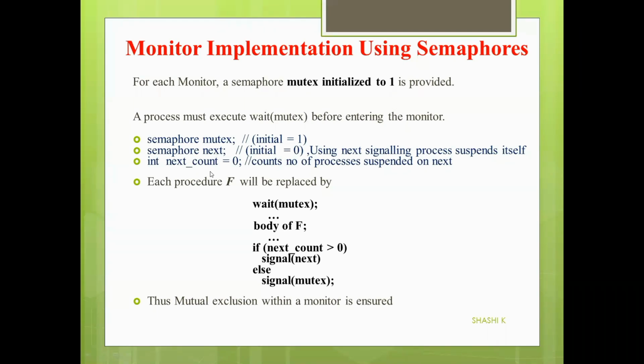This is used to keep track of the total number of processes which are suspended and waiting on the next semaphore. When one process is inside the monitor executing on one condition variable, if you have another process outside the monitor which is suspended and waiting for another condition variable, such processes will be waiting on the next semaphore. And we have a variable called next_count to keep track of how many processes are waiting.